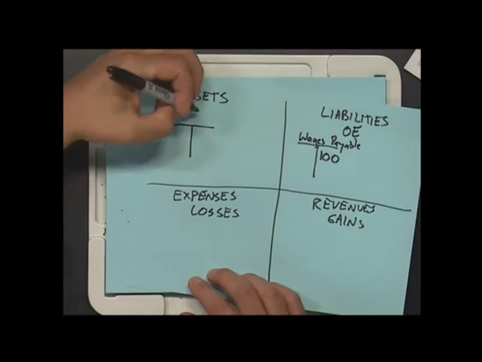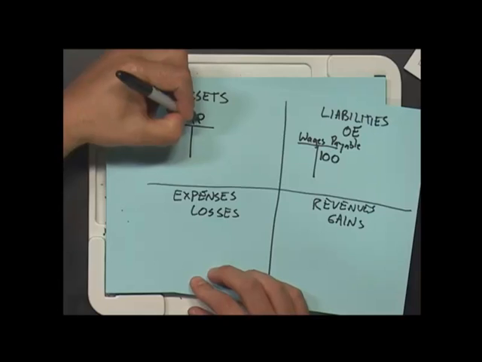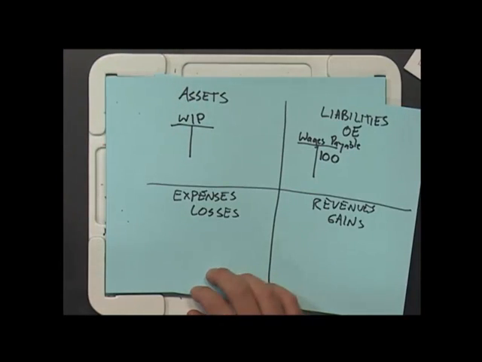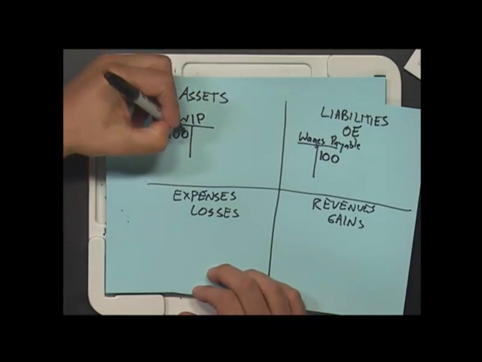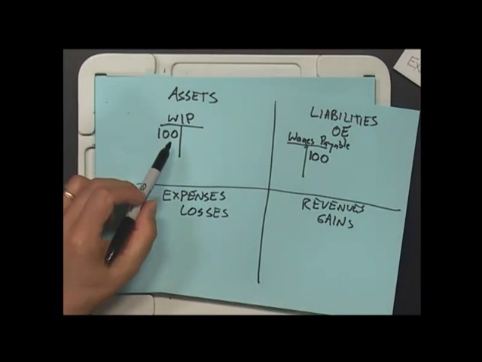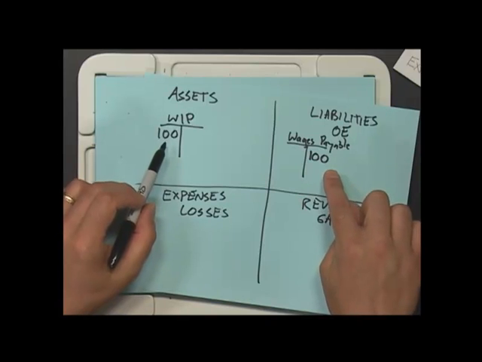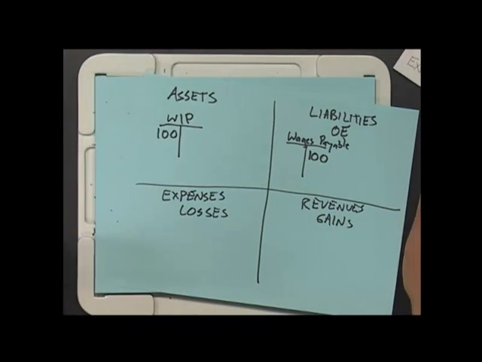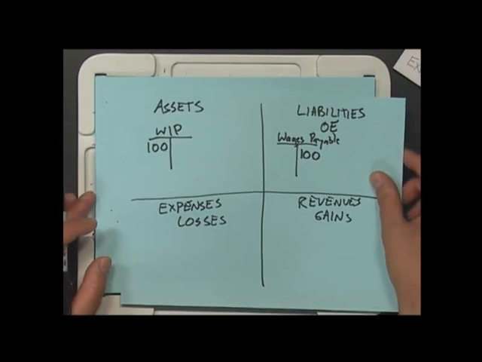We spent the $100. It's going to go into an account that we'll call WIP, work in process, sometimes work in progress, and it's an asset. So our company is now bigger. We own $100 more stuff. We owe $100 more stuff, but we're no richer or poorer.